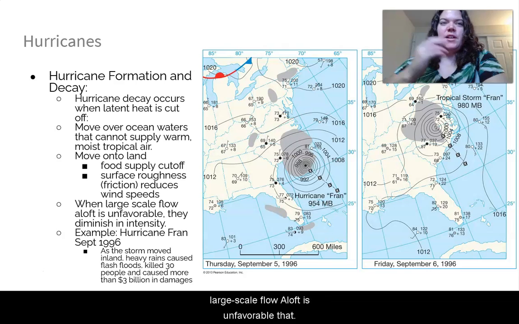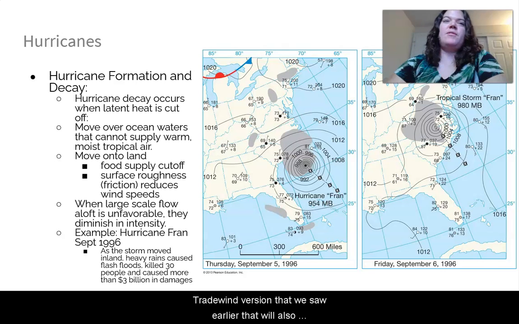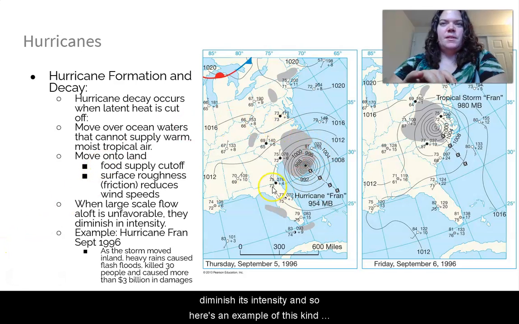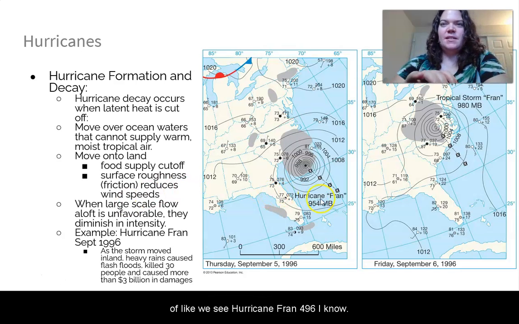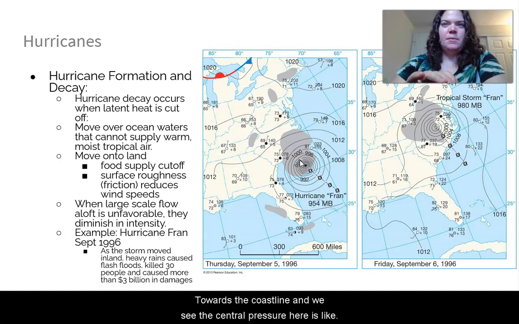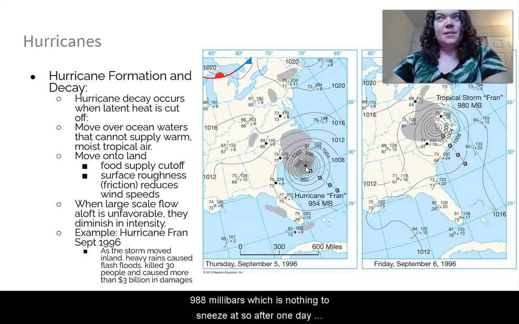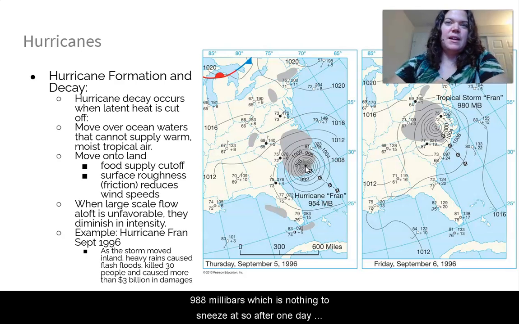And when the large-scale flow aloft is unfavorable, the trade wind inversion that we saw earlier will also diminish its intensity. And yeah, here's not really a recent example, but an example of this kind of dynamic. We see Hurricane Fran from 96, I know. So here's Hurricane Fran moving towards the coastline, and we see the central pressure here is like 988 millibars, which is nothing to sneeze at.